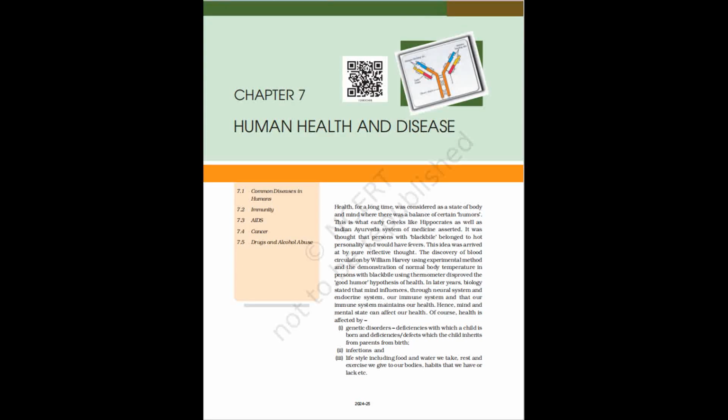In later years, biology stated that mind influences, through the neural system and endocrine system, our immune system, and that our immune system maintains our health. Hence, mind and mental state can affect our health. Of course, health is affected by 1. Genetic disorders, deficiencies with which a child is born, and deficiencies or defects which the child inherits from parents from birth. 2. Infections and 3. Lifestyle, including food and water we take, rest and exercise we give to our bodies, habits that we have or lack, etc.